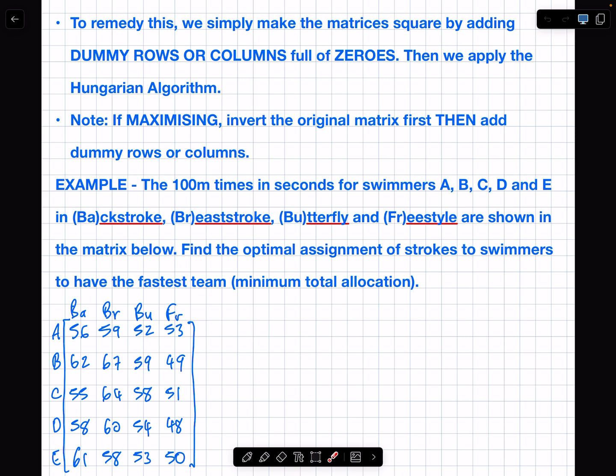You'll be doing test revision until next Thursday, and exam revision for the rest. So what was it called? Non-square matrices.